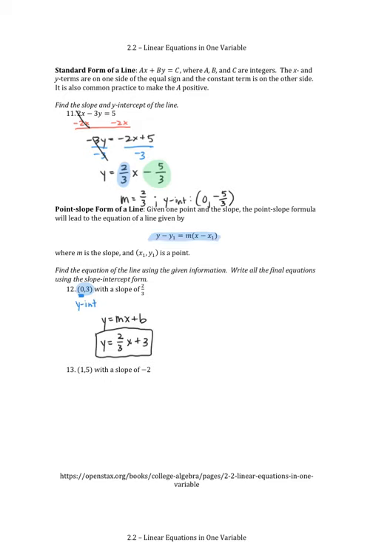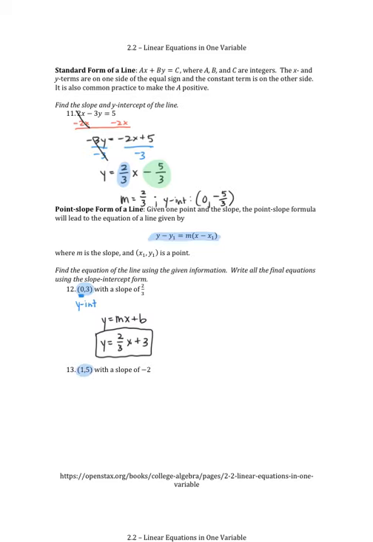So look to see if they gave you the y-intercept. If they did, use this little shortcut. Now let's look at number 13. Number 13 at first looks the same as number 12. They give us a point and they give us a slope.